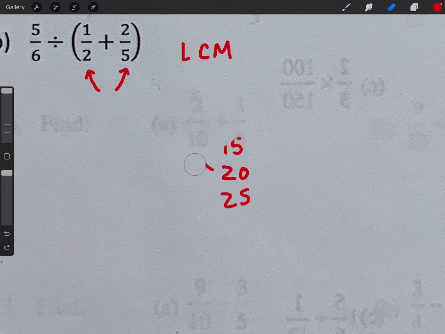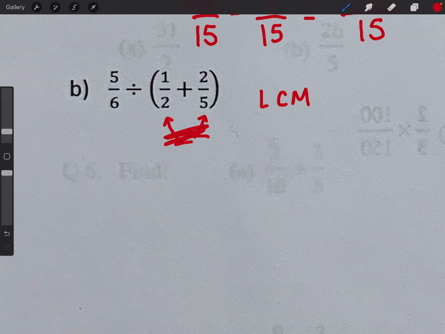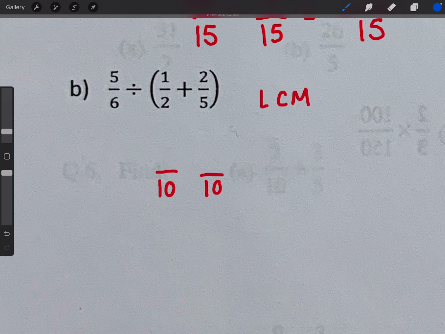Just choose the larger number, write down its multiples, and then see which one can be divided by the second number, which is a 2. Okay, so what we're going to do is choose 10. 10 can be divided by both 2 and 5. Now to turn a 2 into a 10, I must multiply that by 5. And to turn a 5 into a 10, I must multiply that by 2.